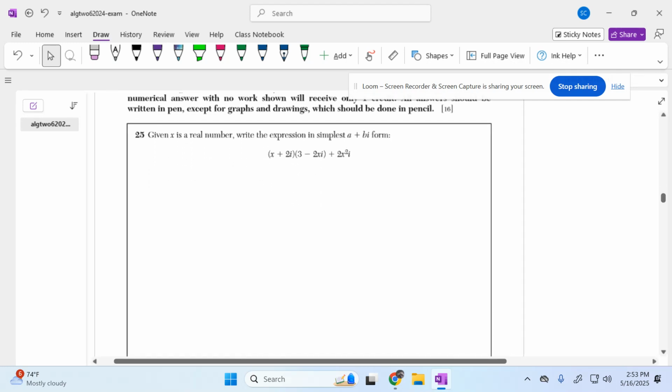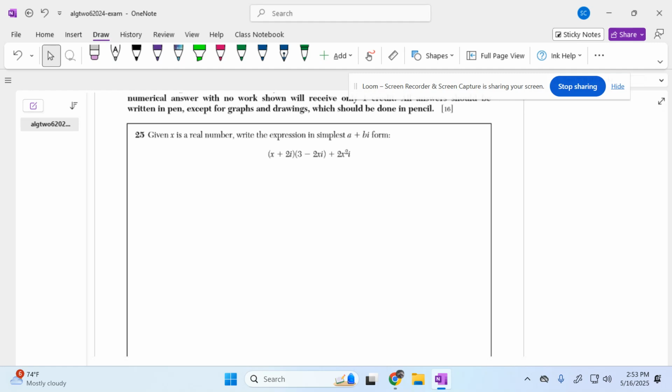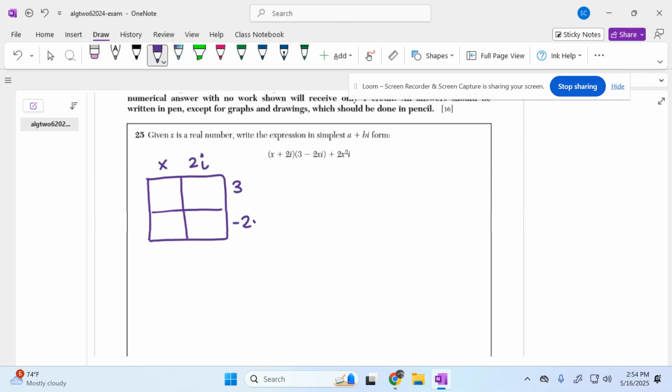The first thing I notice is I'm multiplying 2 expressions together. I know they have i in it, but I'm going to multiply it the same way I would multiply any 2 expressions. I'm going to make some boxes. I'm going to put one expression on top, the other one on the side. And I'm going to carefully multiply.